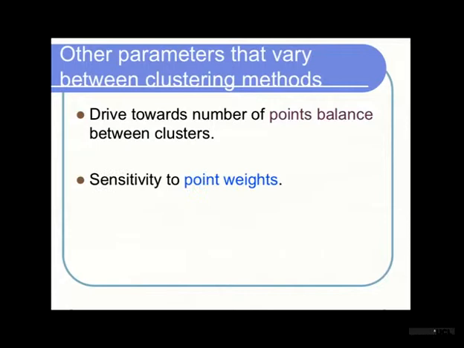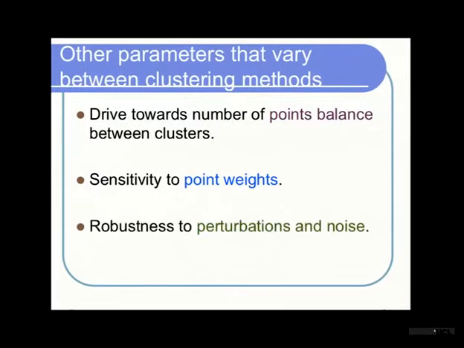And another property is sensitivity to point weights. If you add points at the same location, will it change the clustering or not? Another property could be robustness to perturbation noise, or robustness to outliers. Different clustering algorithms can differ by their sensitivity to perturbations of the data points. And it will affect your choice of algorithm because if you assume that the measurements of your points were imprecise, then you want an algorithm that is robust to small perturbations.